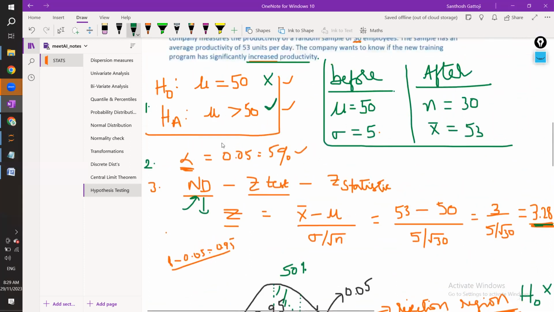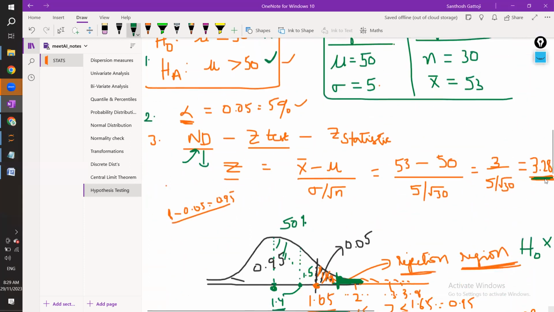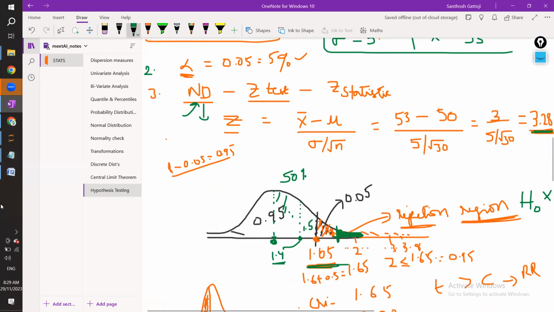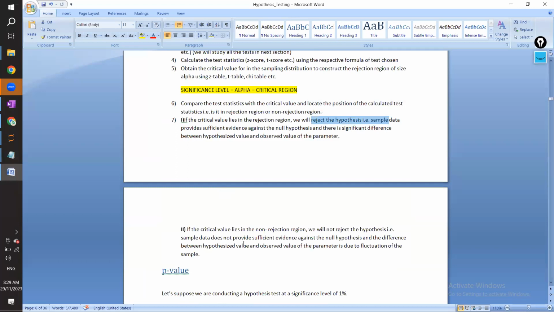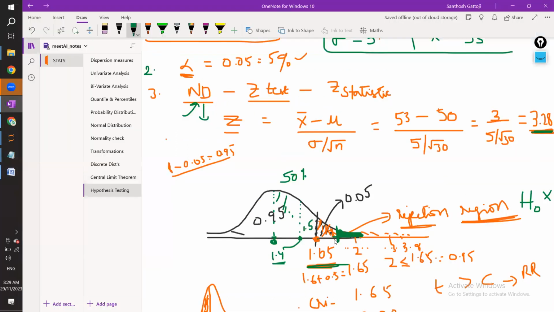Fine. So I hope the example is clear. If the test statistic is falling in the rejection region, we will reject. Just to conclude, if the test statistic lies in the rejection region, we will reject the hypothesis, and if it lies in the non-rejection area, we will not reject. Whatever the value, this is a rejection region, and if it is falling over here, we will reject. If it is falling outside this, we will not reject.